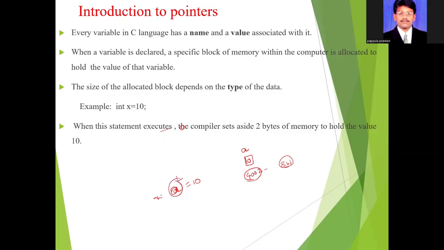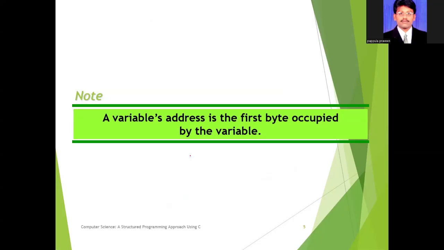int A. Now what is the size of the integer? 4 bytes of memory is allotted for A. When the statement is executed, the compiler sets aside 4 bytes of memory to hold the value 10. This is the introduction to pointers. We discussed normal variables. A variable's address is the first byte occupied by the variable, like 4002.